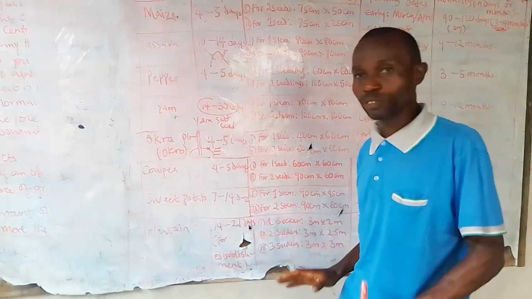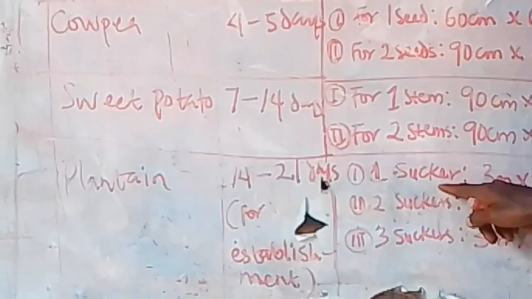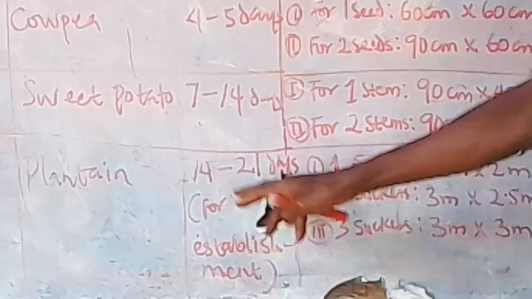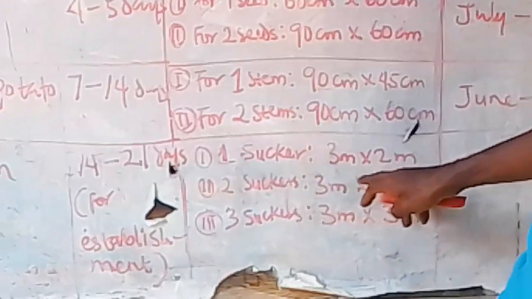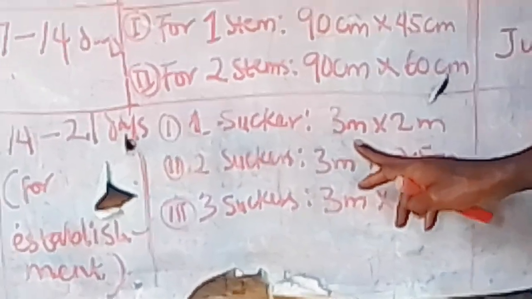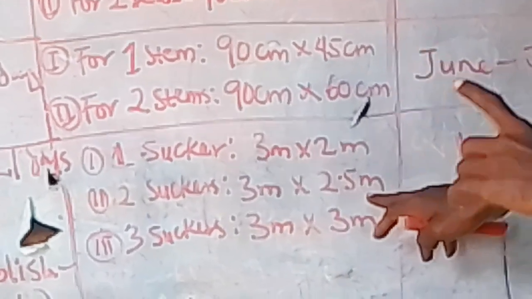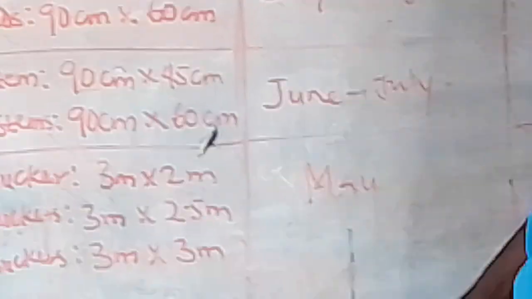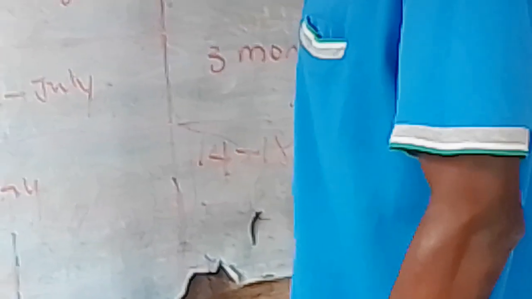And then the last you'll be considering for this class is the plantain. The plantain is cultivated using a vegetative part known as the sucker. You cut off the sucker and plant it. It takes 14 to 21 days for it to get established. Now for one sucker, you have 3 meters, not centimeters, meters by 2 meters. For 2 suckers, 3 meters by 2.5 meters, or for 3 suckers, you have 3 meters by 3 meters. The best time to do it is the month of May, and it takes 14 to 18 months.